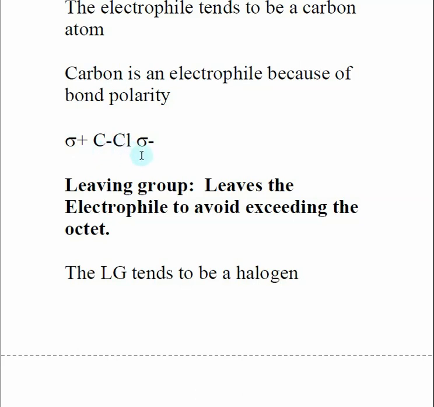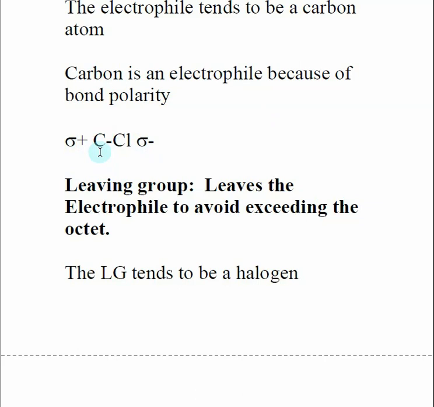So this gives the chlorine a slight negative charge. So this is what this delta means. It means partial negative. And here, in doing that, it gives the carbon a partial positive charge. So the chlorine is pulling electrons away from the carbon. That's giving it a positive charge. That's what we mean by an electrophile. It has a slight positive charge.